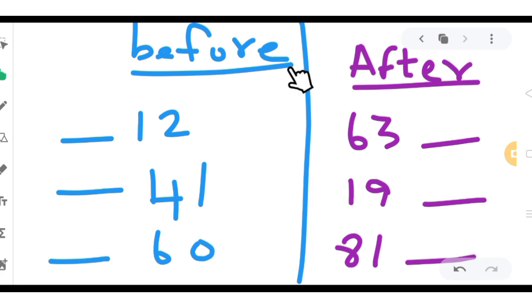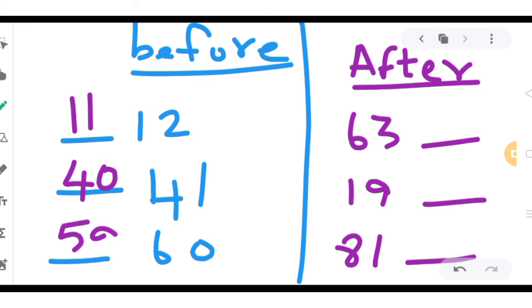Let's see a small recap of what we have learned in this video. First we are going to find out the before numbers. So let's see now. What number comes before 12? 11. Right. What number comes before 41? 40. What number comes before 60? 59. Okay, by using the number grid, if you have the number grid, you can see and tell.